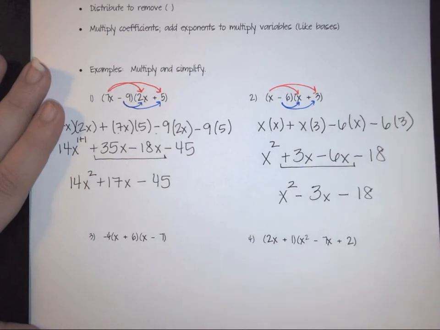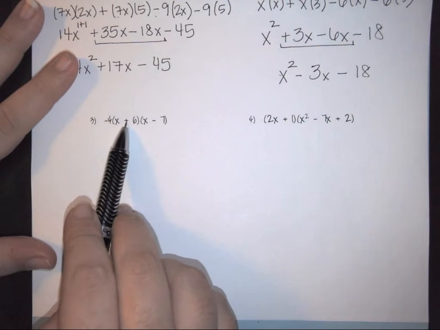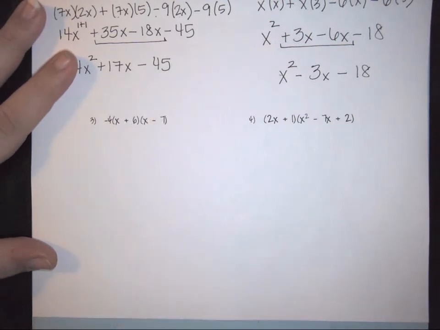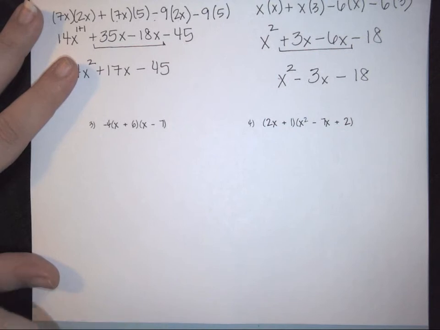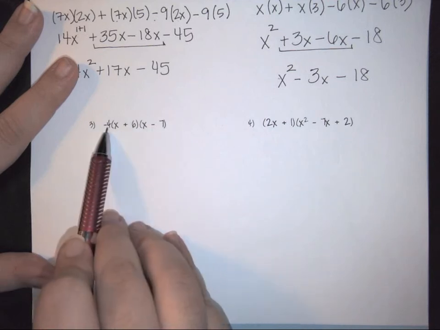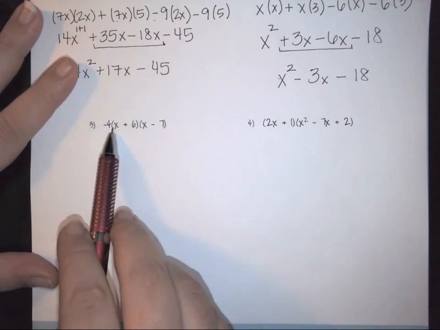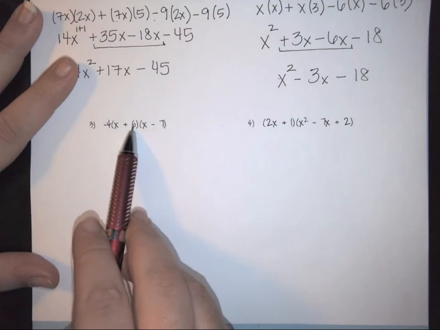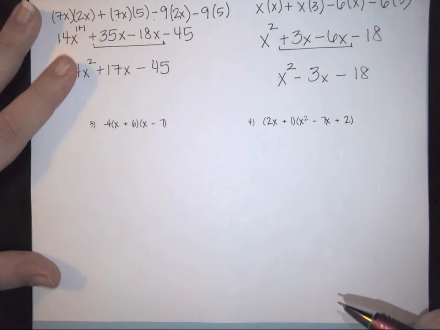Alright, let's kick things up a little bit. Here I've got a term on the outside and then two binomials. There's a couple ways that you can attack this. First, and the way that I would do it would be to combine your binomials together first and then distribute the 4. That being said, you could distribute your 4 through your first binomial and then combine them together. You will end up with the same result at the end.